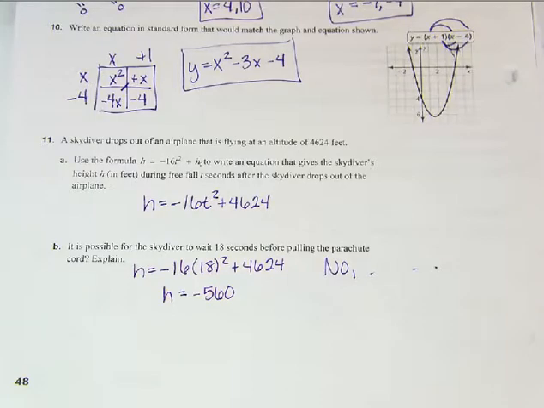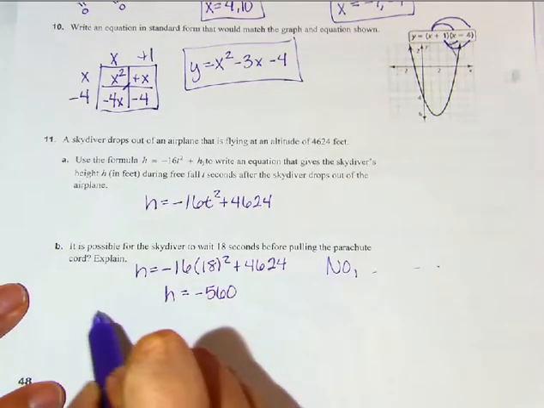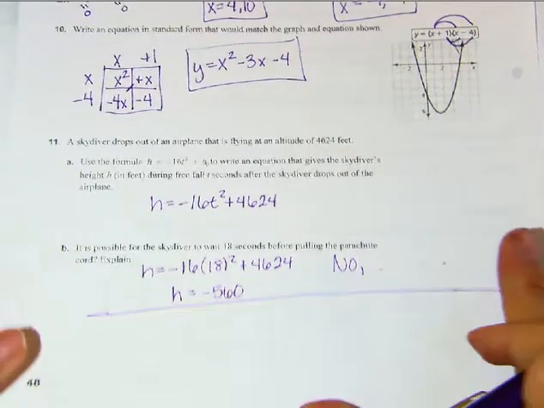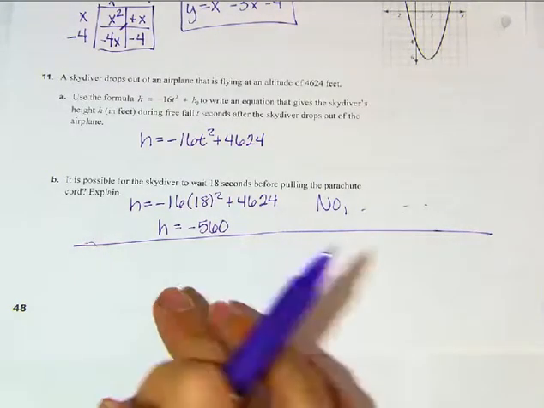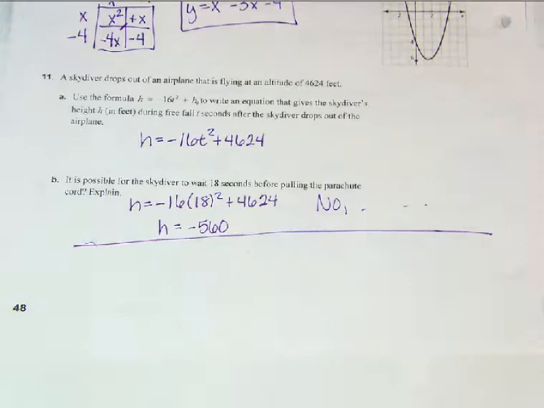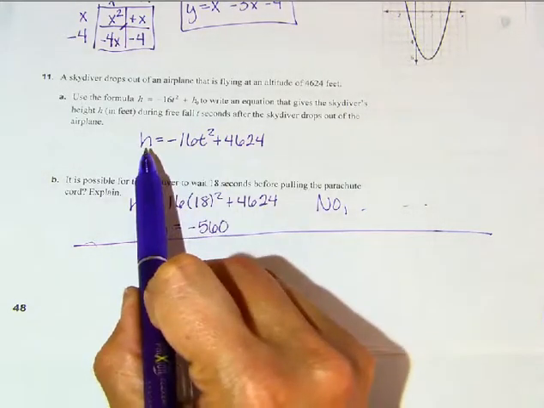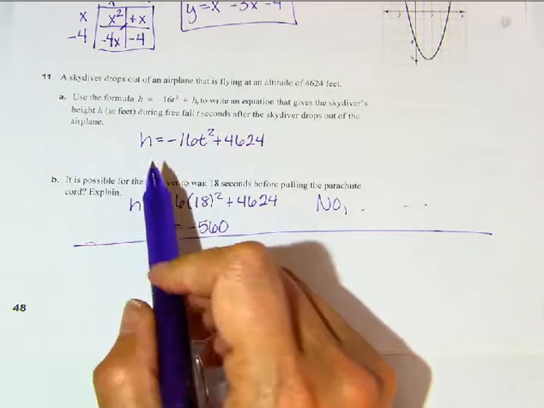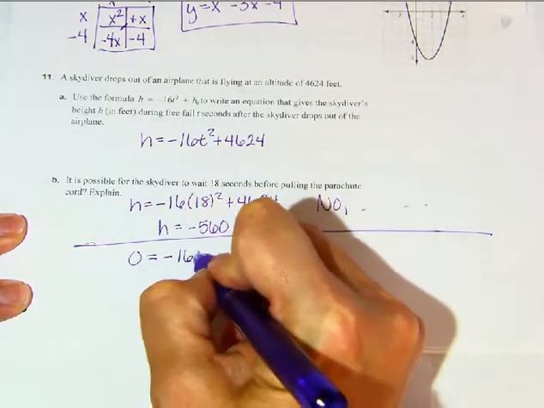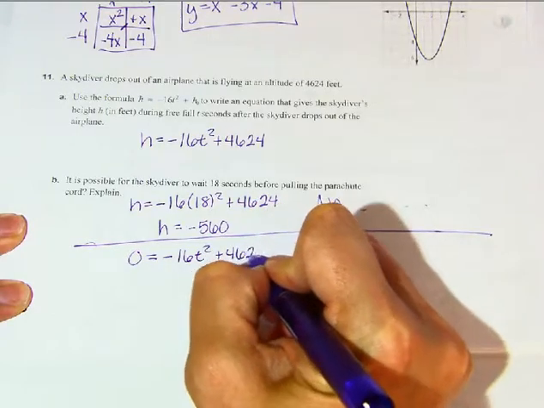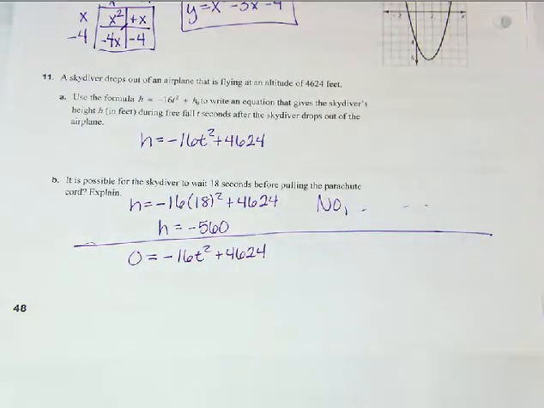And I'm going to take this one step further. So we answered that question. You just need to give it a reason. I want to take it one step further and say, okay, well, when would they hit the ground? So we know the time frame they would actually need to pull the cord. Well, that would make h 0. The height would be 0 because that's the ground. So if I make 0 equals negative 16t squared plus 4,624, I can actually calculate the time it takes to just hit the ground without the parachute.